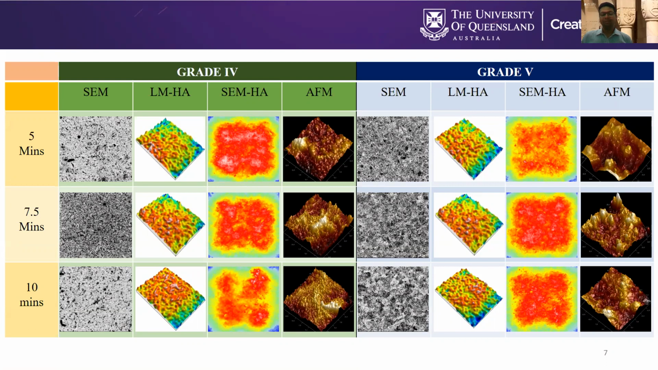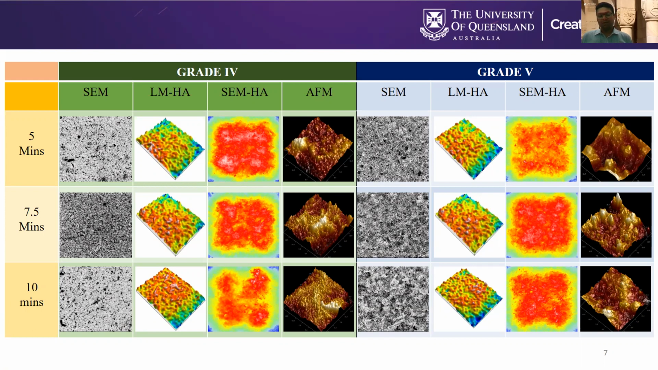Similarly, a two-dimensional image with the help of SEM imaging and heat analysis has been done. As we can see, the red spots have gradually spread. Next is the AFM. AFM is used for a precise measurement of the surface roughness. The AFM is capable of recording a surface area of 15 by 15 microns.